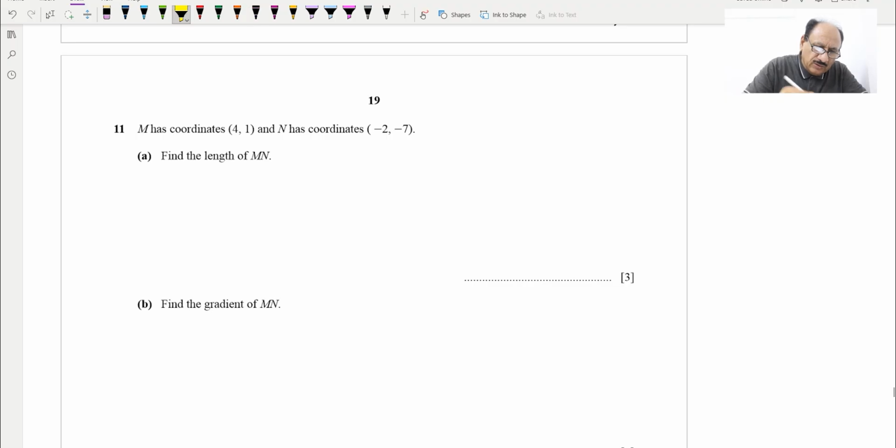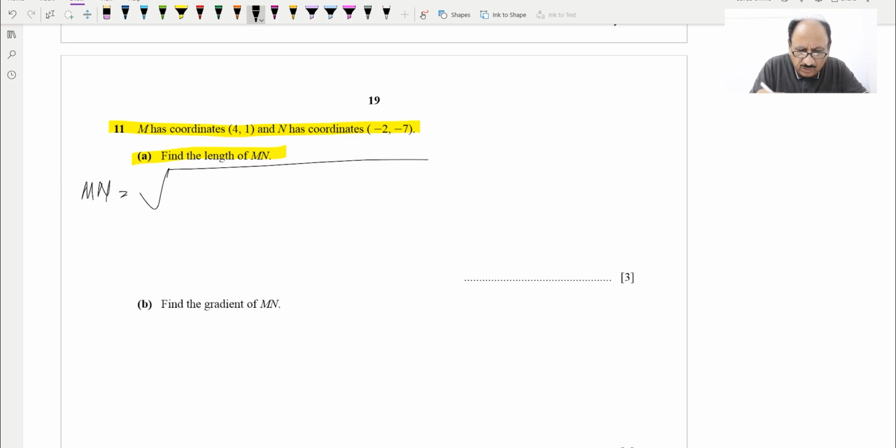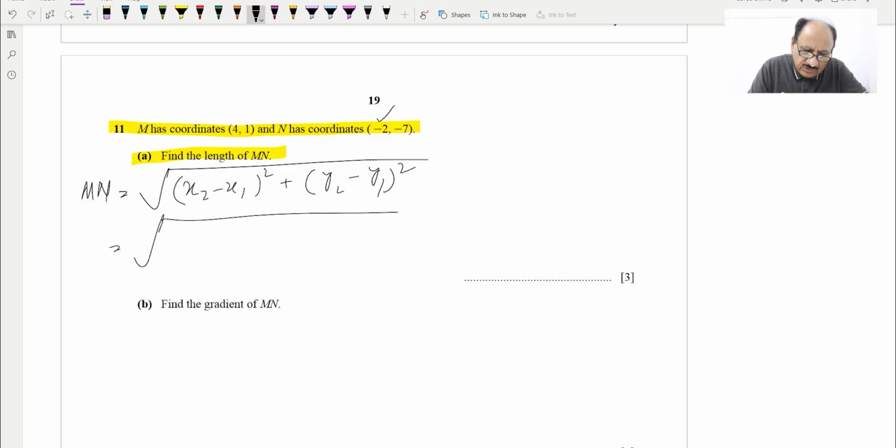Here comes question number 11, which says M and N coordinates are given. They're saying find the length MN. So the length formula we will be applying, and the length formula is what? The square root of x2 minus x1 squared plus y2 minus y1 squared. This is our formula, and we'll be replacing values. We can take x2 as this one, so minus 2 minus 4 squared plus y2 minus y1 squared, and we will get the answer with the help of a calculator.